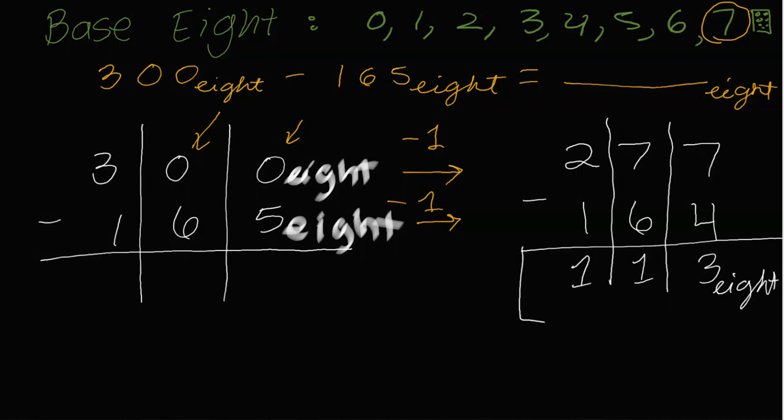And that is a really nifty trick for subtraction when you have a bunch of zeros. Just move back 1 and then you can get the highest numeral you could have written in whatever base that you're in. So in base 8, the highest numeral you could have written is 7. Alright, so to answer our question, 300 in base 8 minus 165 in base 8 is 113 in base 8.